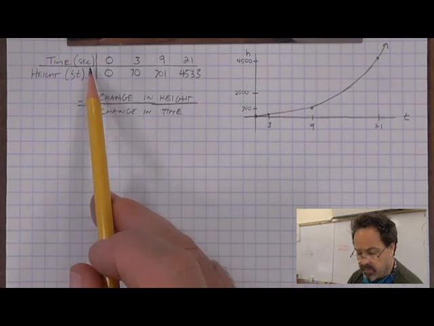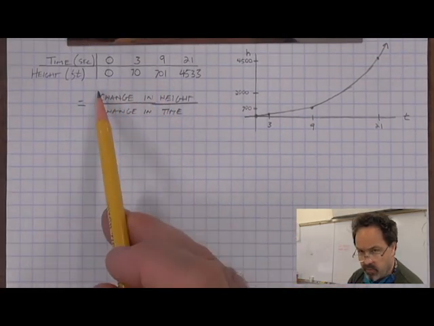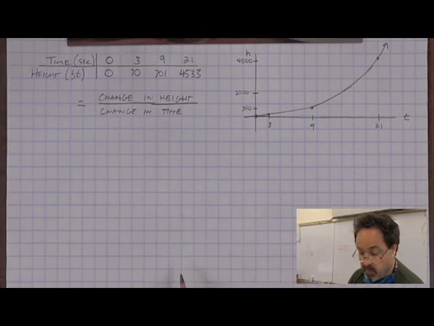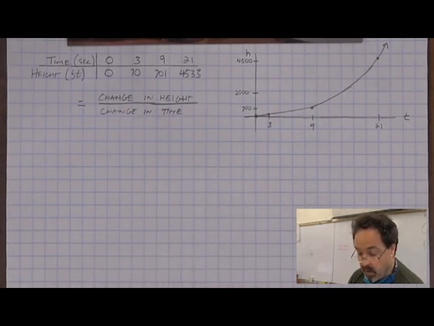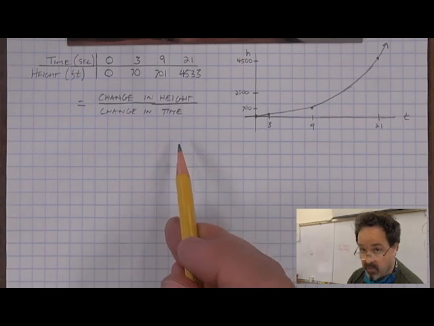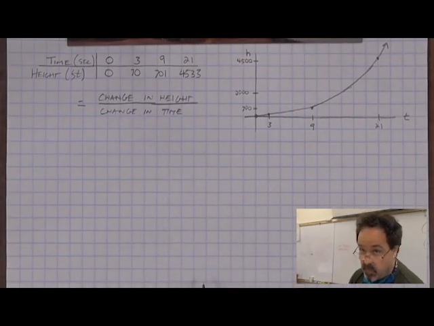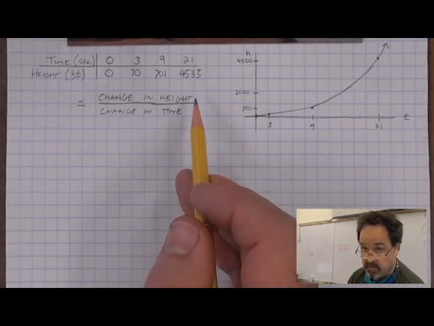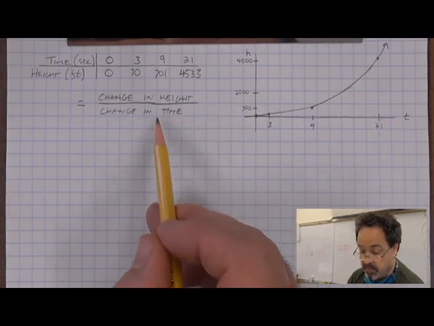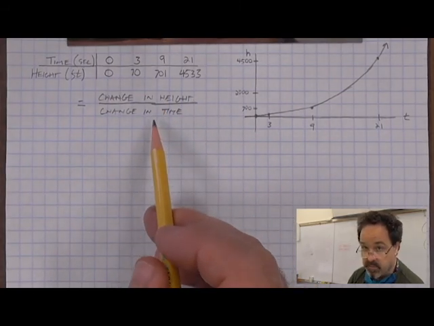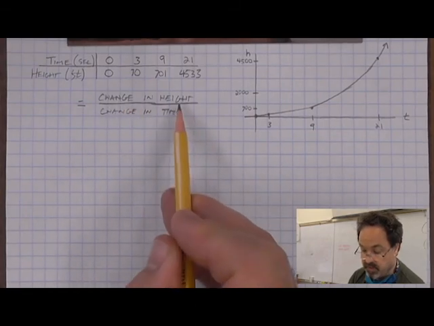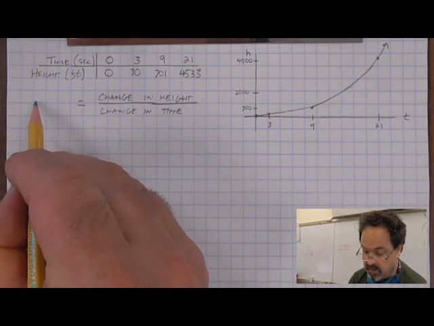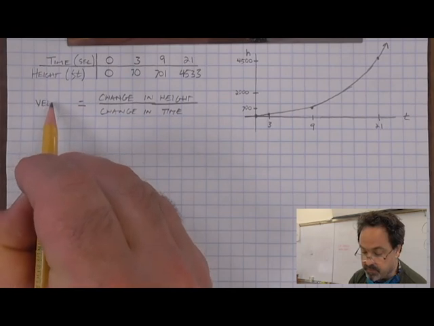Visualize a rocket that is starting on the ground and is rising. And if you're comparing the rise to how long it takes to get to any point in its rise, then what you're measuring by comparing those is the speed or the velocity of the rocket. This ratio, change in height over change in time, is the concept of velocity.